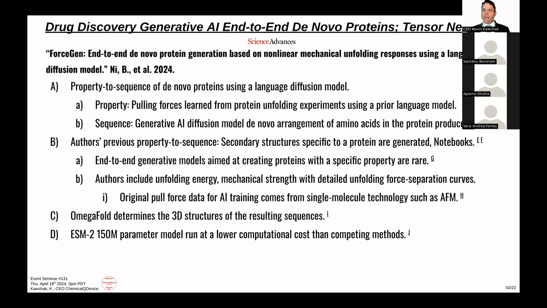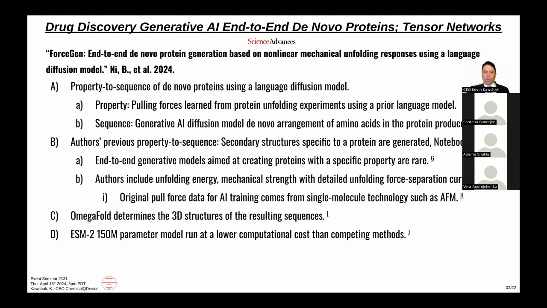So they call it ForceGen. The force stands for this mechanical stretching force of a protein. And end-to-end is basically that you're starting off with these data sets, and then the property to sequence is: with the property, you want a specific pulling force, and the sequence is what Gen AI produces.